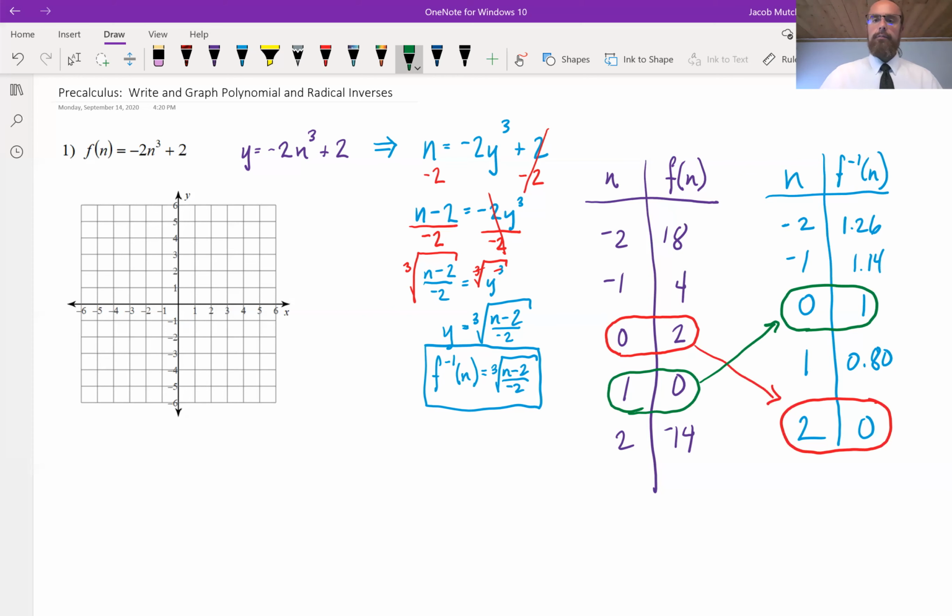Well, let's graph. So I'm going to graph this purple function first. I can't graph -2, 18, but I can graph -1, 4, 0, 2, 1, 0, and then 2, -14 again is off my screen. So I'm going to go ahead and graph that function.